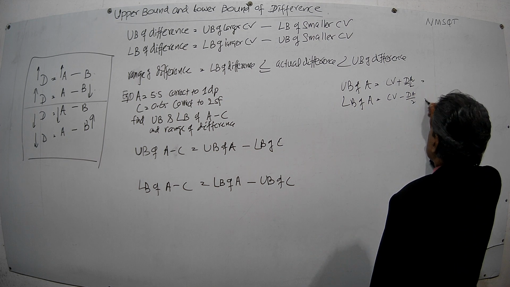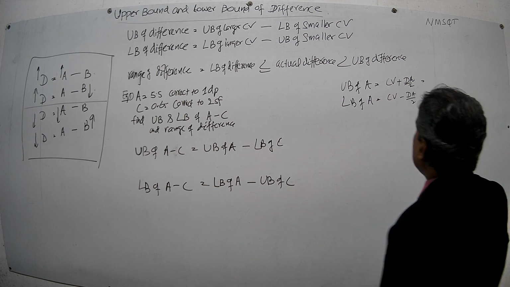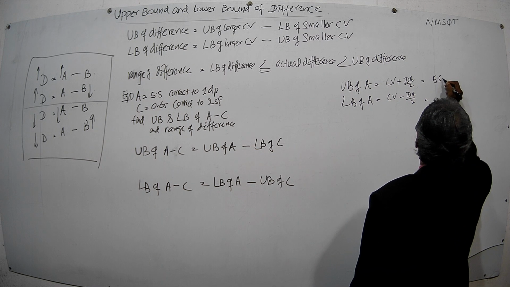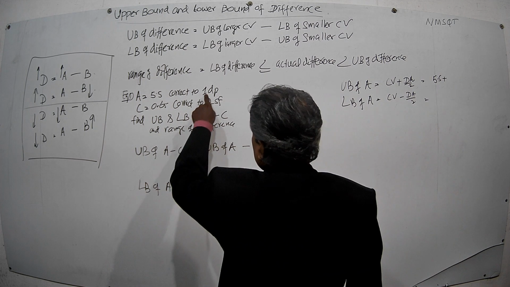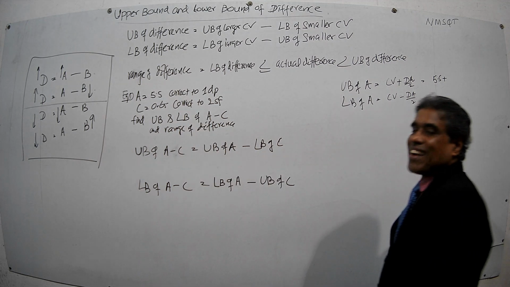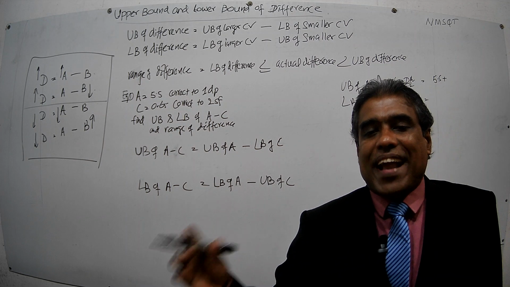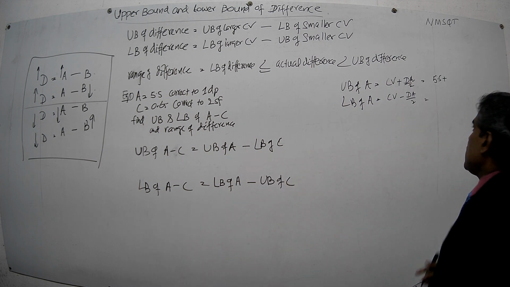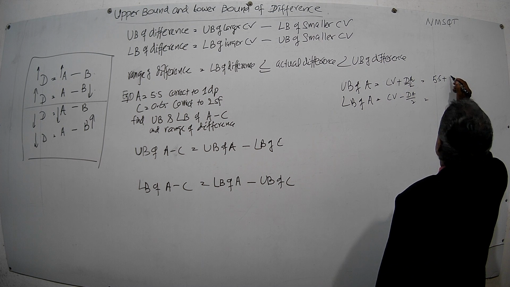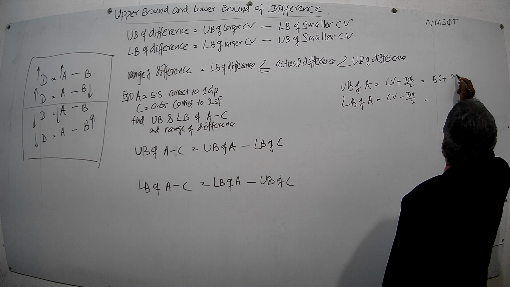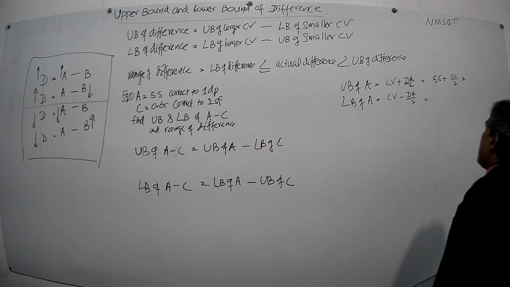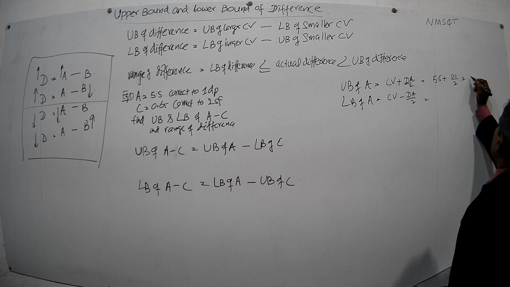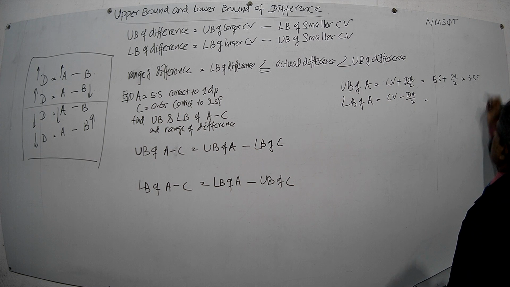Right. Now we calculate here. Upper bound of A, corrected value of A, 5.5, then plus the degree of accuracy. Correct to 1 decimal place. If the degree of accuracy is 1 decimal place, the degree of accuracy to be used in the upper bound or lower bound formula is 0.1. We have learned that in previous videos, right? Then 0.1 divided by 2. Right. Now here 5.5 plus 0.1 divided by 2 means 5.55. That is the upper bound of A.